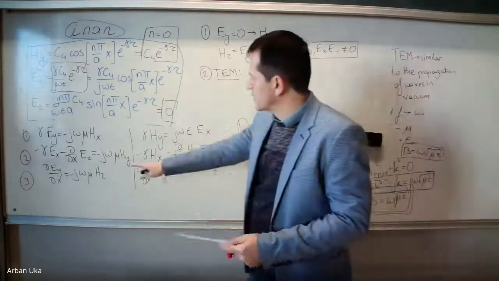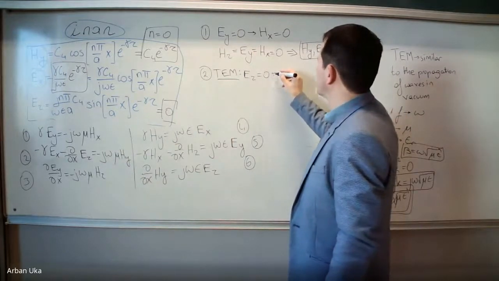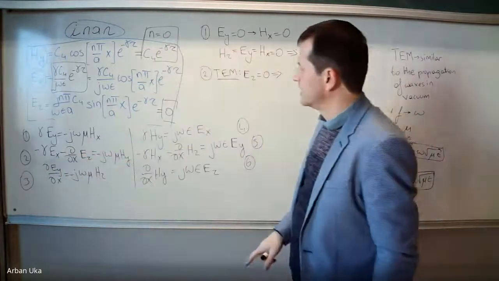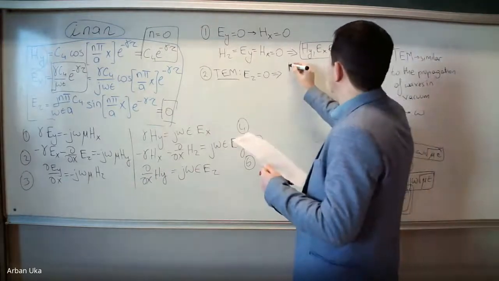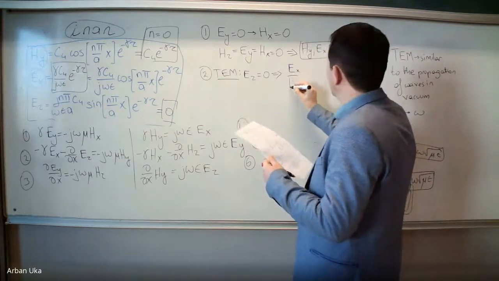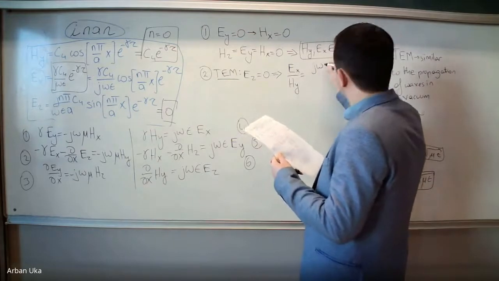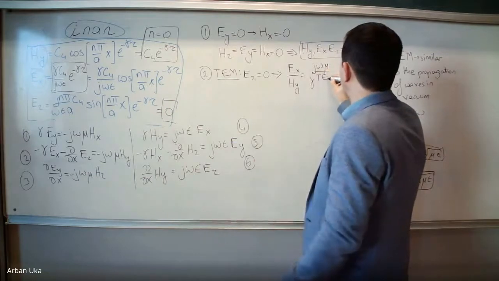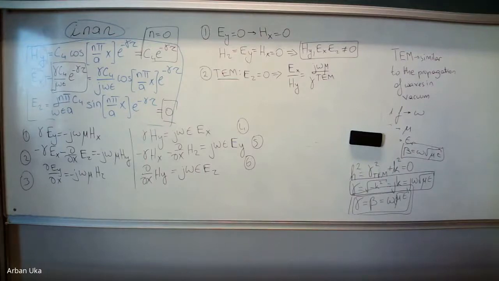Now, equation 2 is here, and Ez equal to 0. What this implies is a direct relationship between Ex and Hy. And we can write that Ex divided by Hy is equal to j omega mu over gamma for TEM. Okay, so j omega mu times this.